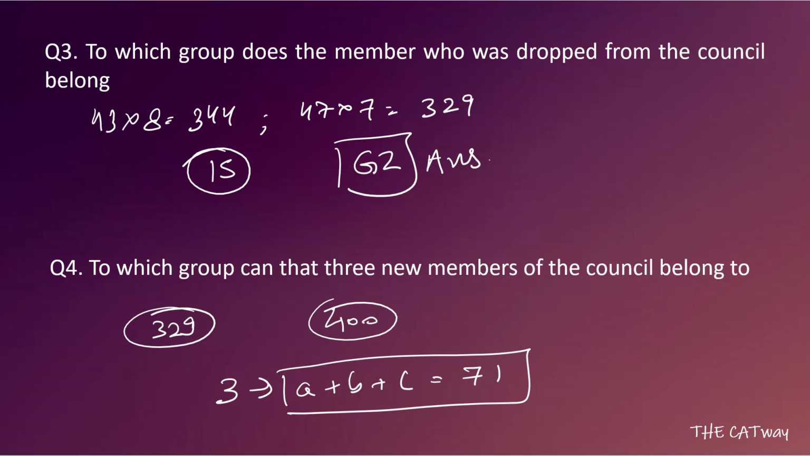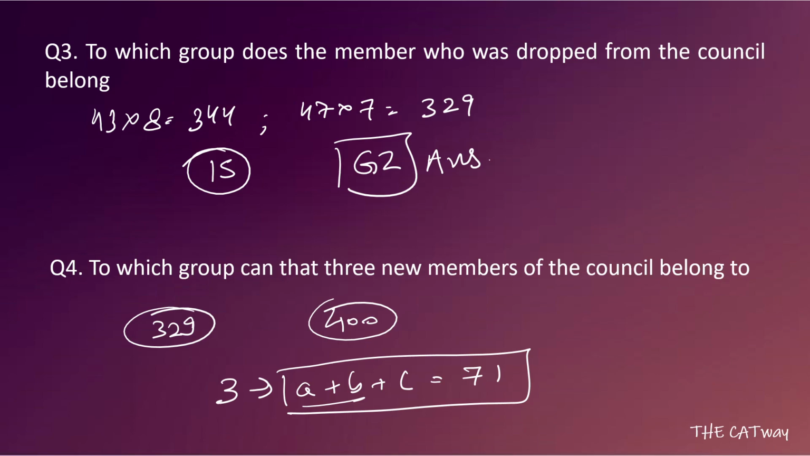Now let's see which groups they can belong to. Can they belong to group 4? Is it possible that any one of them belongs to group 4? Let's say that 2 are from group 3 and 1 is from group 4. So let's assign the minimum value to group 3. So it will be 21 and 21, so it will be 42. After that only 29 will be left, which is not possible from group 4. Thus we can say that in case of taking 2 members with the minimum value of group 3, we are also getting the third member as the maximum value of group 3.